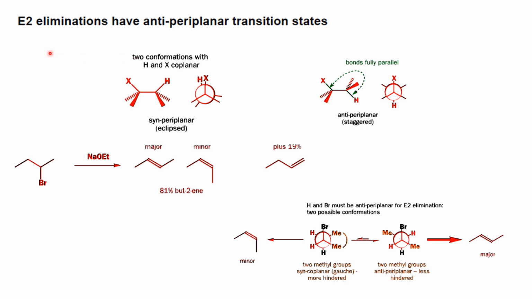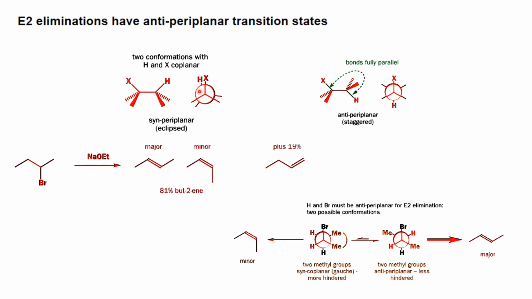In the case of E2 elimination, the eliminating group and the hydrogen that is deprotonated should both be on opposite sides. That is, they should have an anti-periplanar transition state, that is, anti-periplanar conformation. That is what is meant by the stereoelectronic requirement for an E2 elimination. That you can understand from these two figures.